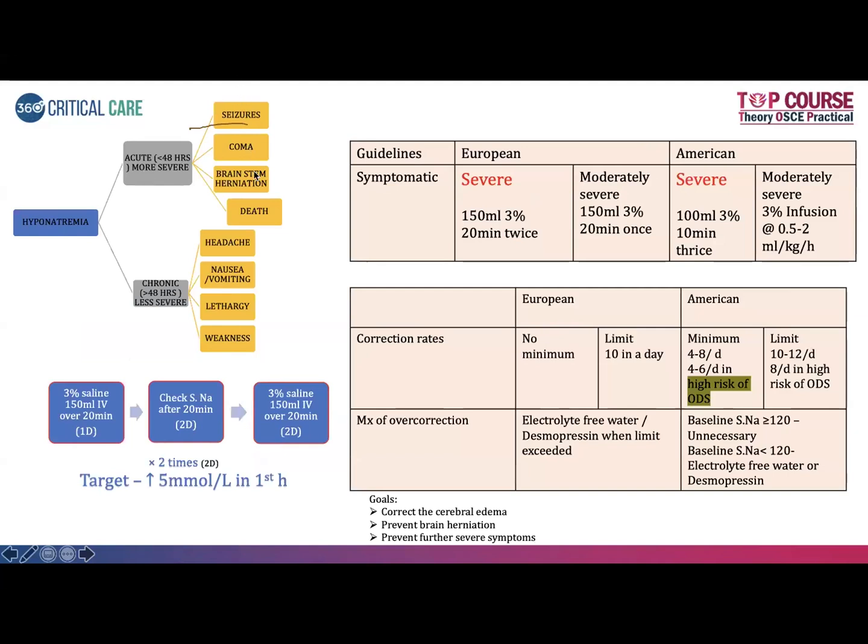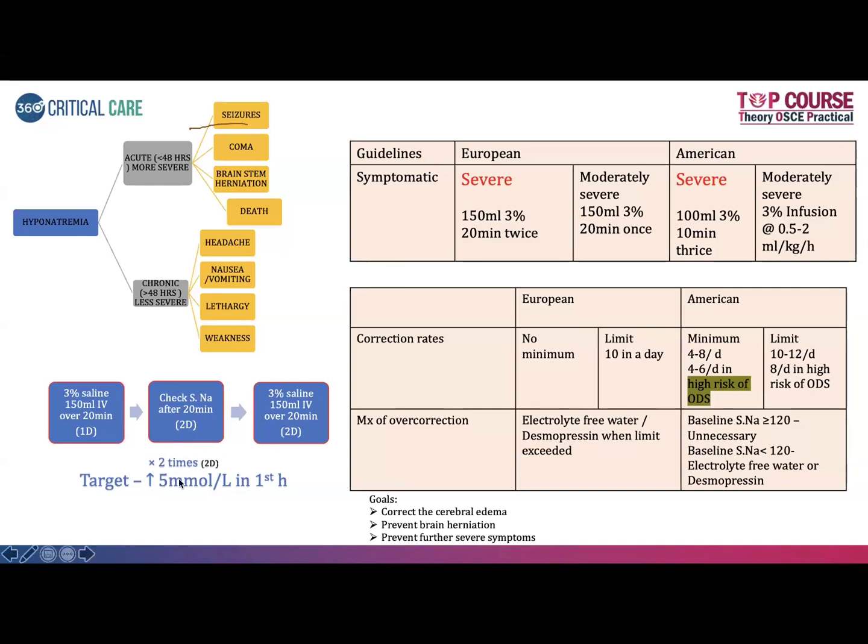Okay, when we say severe, I'm not mentioning the numerical value, it is the symptoms: seizures, coma, risk of brainstem herniation. So for severe, according to the European guidelines, they recommend 150 milligram of 3% saline bolus over 20 minutes, and check the serum sodium after 20 minutes. You look for two things. One is the neurological status, whether the patient's sensorium has improved or not. Next is the serum sodium, whether the sodium has improved by more than 5 millimoles per liter. So that is one aspect you're looking at.